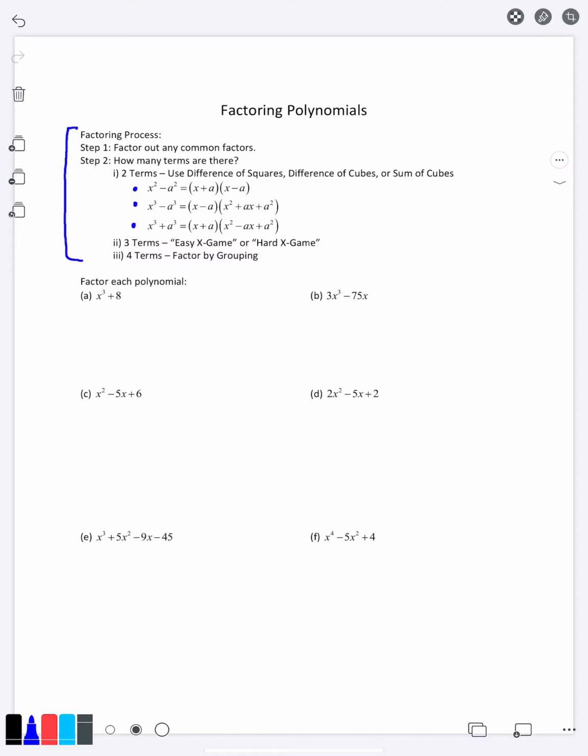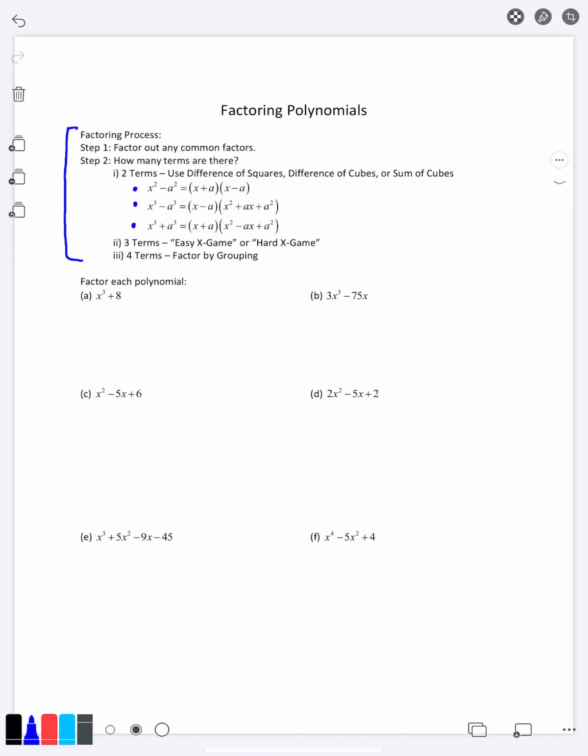So let's go ahead and look at this. Then the next one is, if we have 3 terms, I call it easy X game or hard X game. I'll expand what I mean by that later. And if it's 4 terms, it's pretty much going to be factored by grouping.